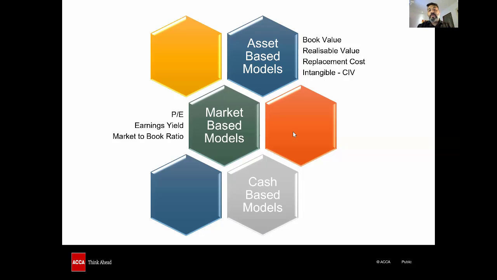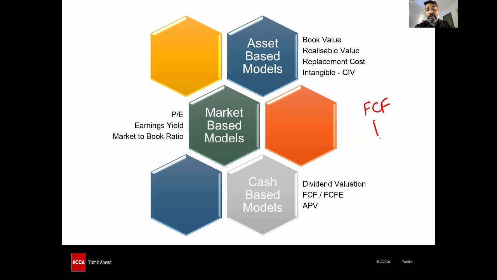In cash-based models, we've got the dividend valuation model, free cash flow, free cash flow to equity, and APV. Our tricky topic focus is on free cash flow. How do we find valuation as per free cash flow?